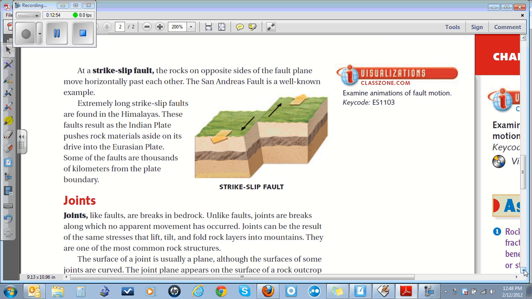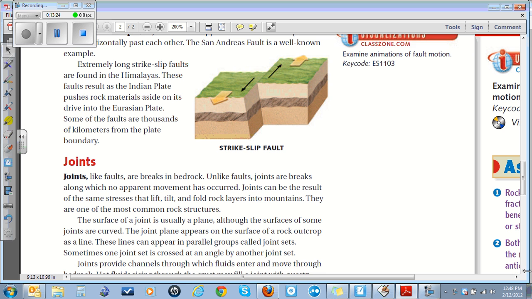At a strike-slip fault, the rocks on opposite sides of the fault plane move horizontally past each other. The San Andreas Fault is a well-known example. Extremely long strike-slip faults are found in the Himalayas. These faults result as the Indian plate pushes rock materials aside on its drive into the Eurasian plate. Some of the faults are thousands of kilometers from the plate boundary.